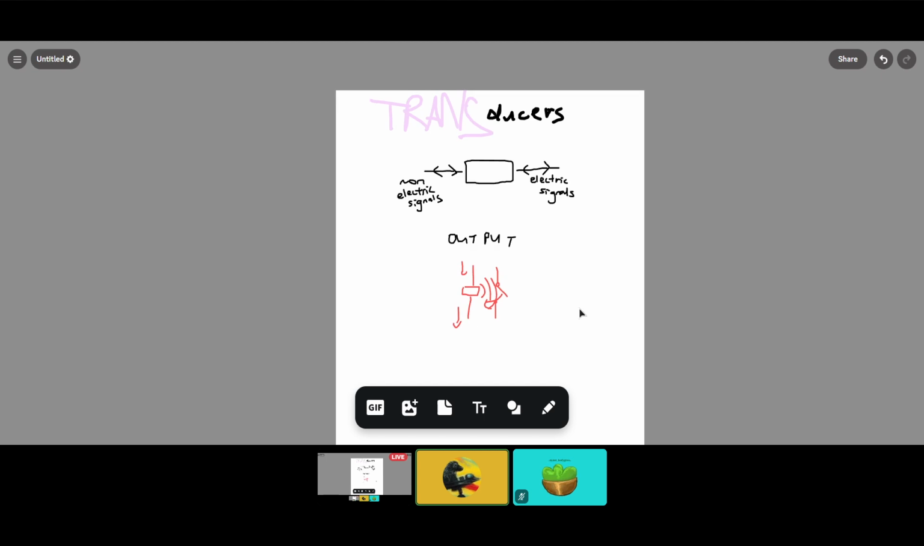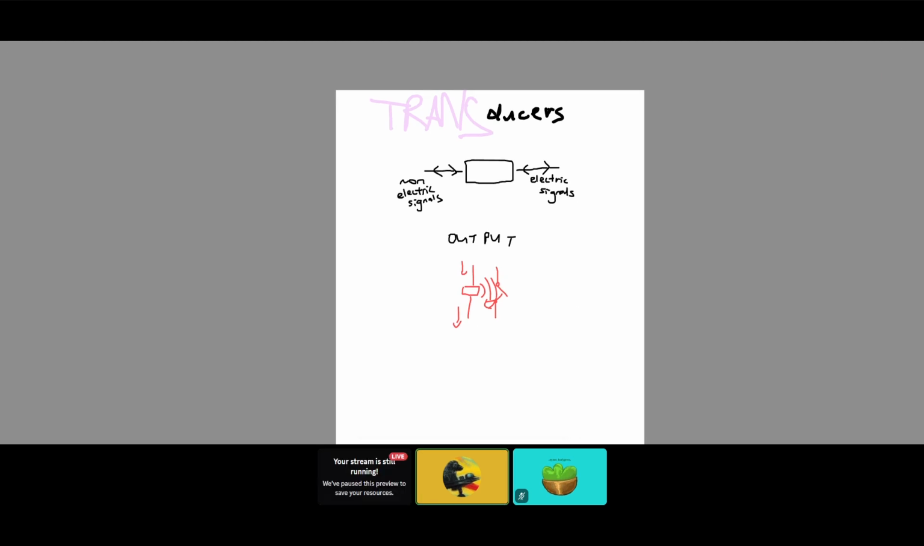And those are transducers. You must memorize, you must know how they operate, you must know their symbols. And for those that have inductors, you must know to put a flyback diode.